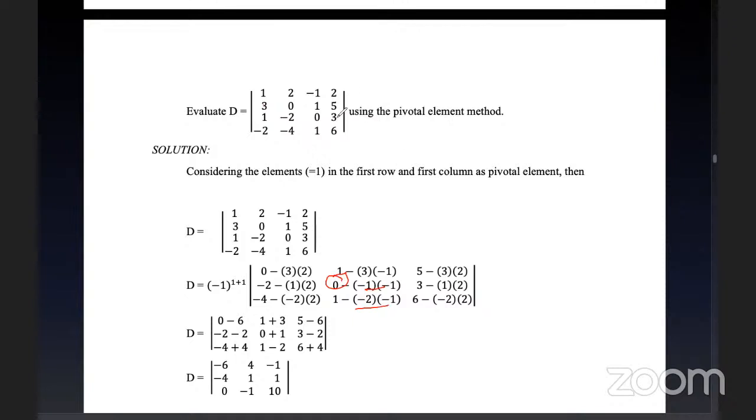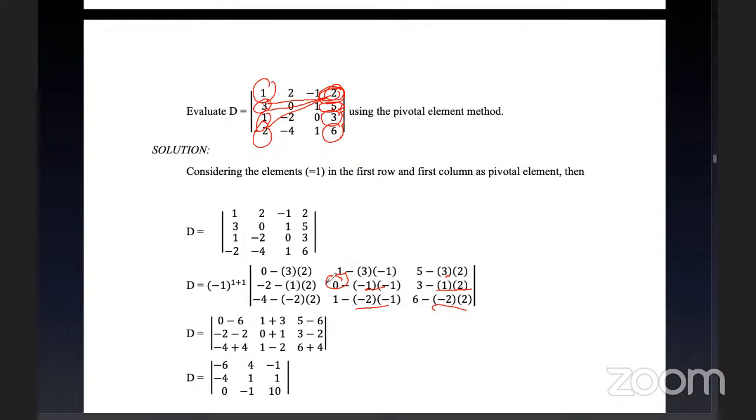Okay, and for this, sa ating 5, tandaan ito yung pivot natin. I-subtract natin itong 5 dun sa product ni 2 and 3. Yan yung katapat niya kung saan siya located. And then ito naman, yung 3, i-subtract natin siya sa 2 times 1. Ito yun. And then for 6, i-subtract natin siya dun sa product na 2 times negative 2. Ito yun. So that is how you do pivotal element.